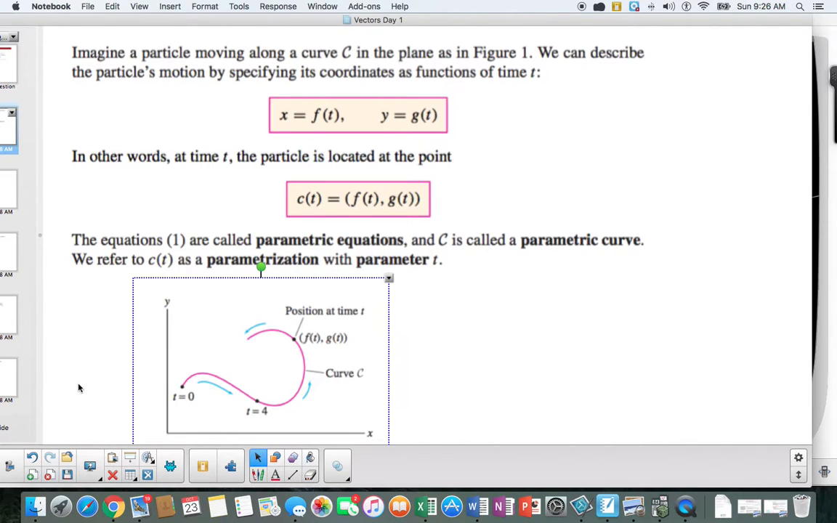All right, let's take a look at what parametric functions look like. They're when x and y are described in terms of a parameter, and the parameter a lot of times is t, standing for time, but it can be other things as well. So the position on the plane is described by the x-coordinate and the y-coordinate in terms of t. The equations are called parametric equations, and it's called a parametric curve, with t as the parameter.